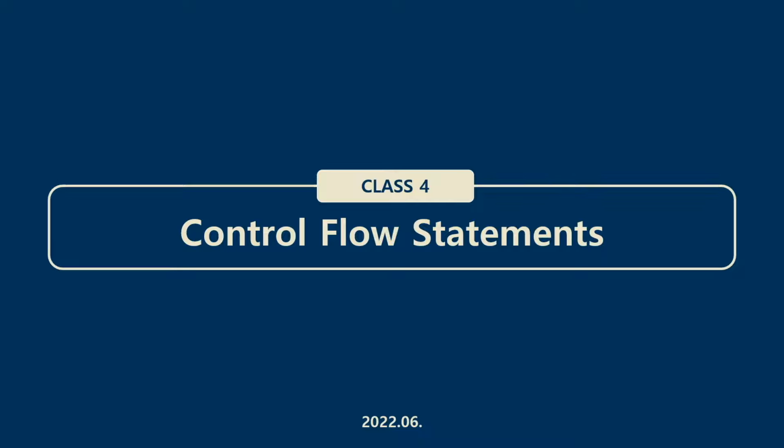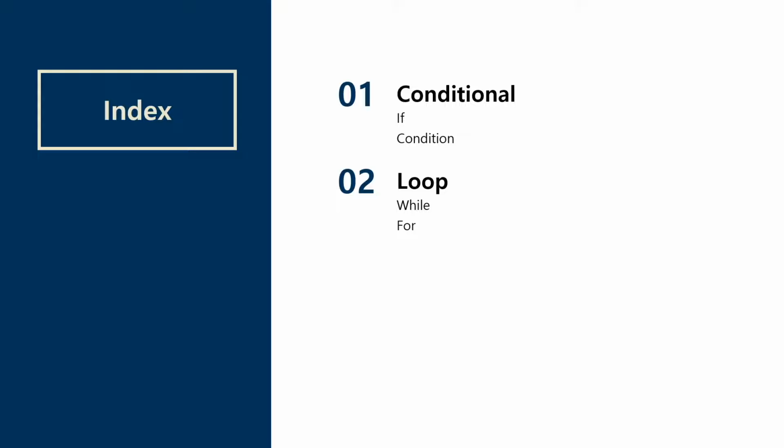Today we are going to learn about control flow statements. Here is today's lecture index. To begin with, we will learn about conditional statements. We will learn how to use the if statement and what the comparison operator is. Next, we will learn about loop statements. Here, we will study the format of while and for statements. Through this lecture, we will learn various statements and review what we learned through the exercise.